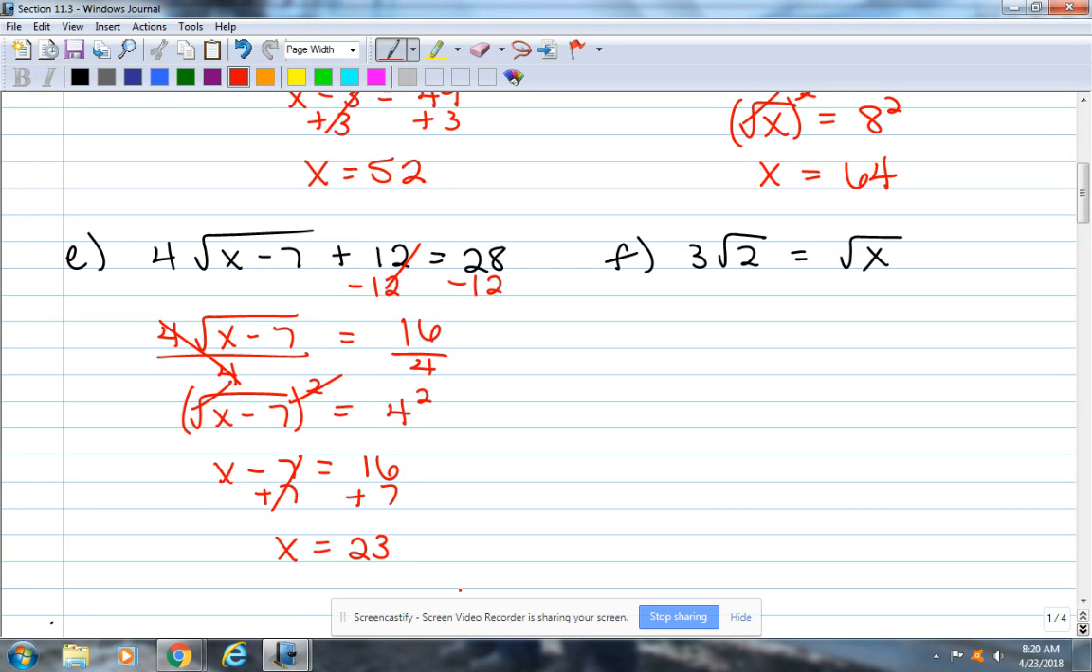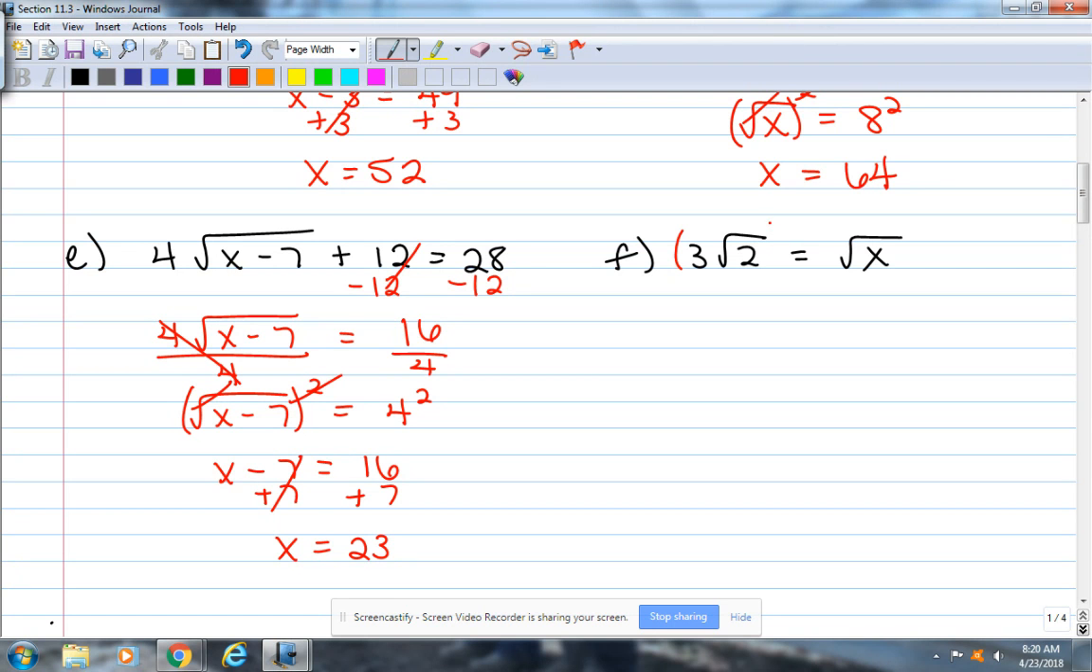Now, that problem F just went and ruined everything, because there's a radical on both sides of the equal sign. Y'all see that? Darn it. So if there's a radical on both sides of the equal sign, you just go ahead and square both sides. Okay? Go ahead and square both sides.